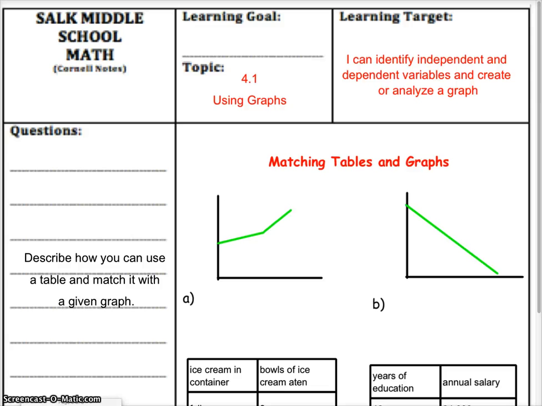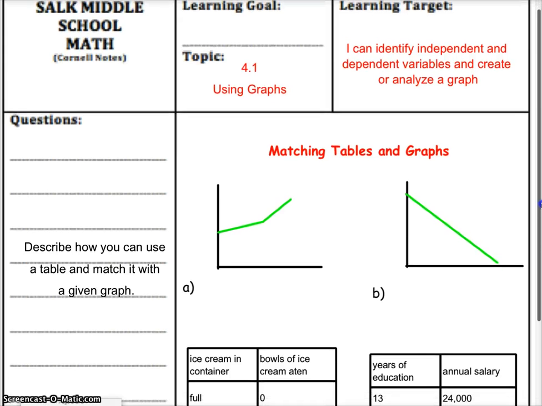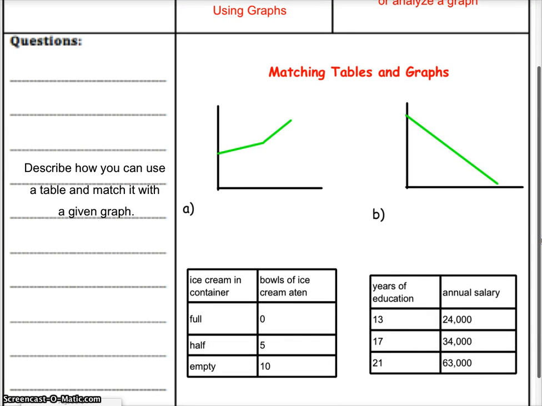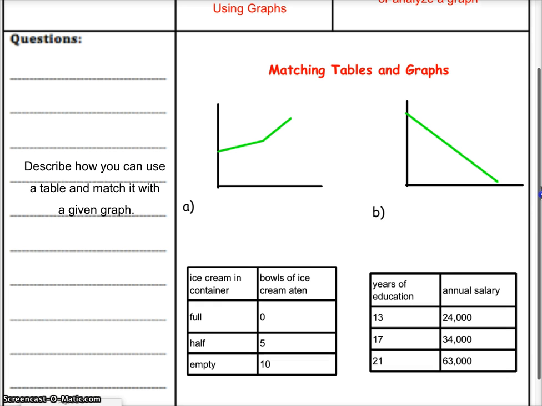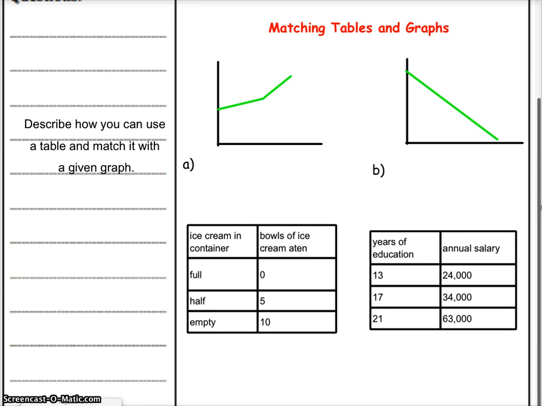This is aligned with analyzing a graph with our learning target. I can analyze a graph. How you can analyze a graph is look at them, you're matching tables and graphs. You look at these two graphs, A and B, and you identify which table is aligned with which graph. Okay, so that's doing the analyzing. You're looking, you're trying to figure it out. So, what's happening in graph A? It looks like it increases and then a sharp increase. What's happening in graph B?